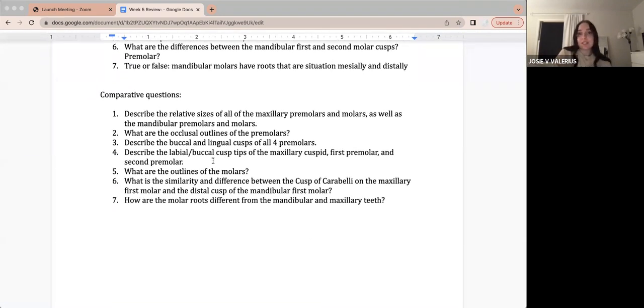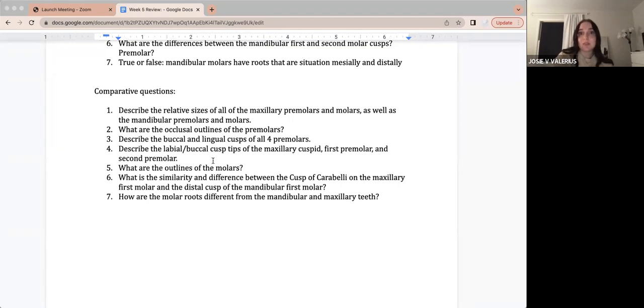Number 6, what are the differences between the mandibular first and second molar cusps? What about the premolar cusps? So here I'm just asking you to compare and contrast all of the cusps for the mandibular teeth. And this is pretty significant because he might ask you a question about comparing what cusps are and what their differences are, especially between premolars and molars.